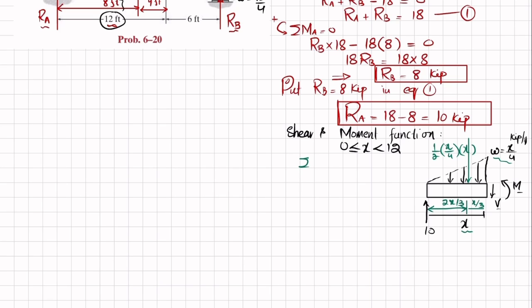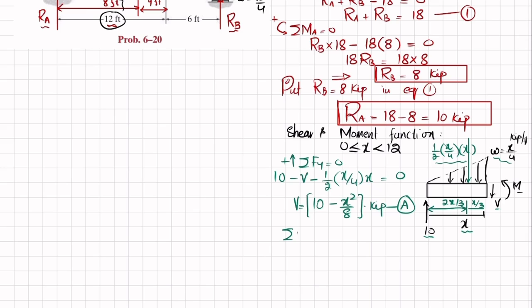Now we'll apply the equation of equilibrium: the sum of all forces along the y direction must be equal to 0, and upward force is taken as positive. You can see V is downward, so minus V, minus this load, 1 over 2 into X by 4 into X, is equal to 0. There is also a 10 kip load which is upward, so I will write plus 10 over here. From here V will be equal to 10 plus 10 minus X square over 8, and the unit will be kips. This is your equation number A. Clear?